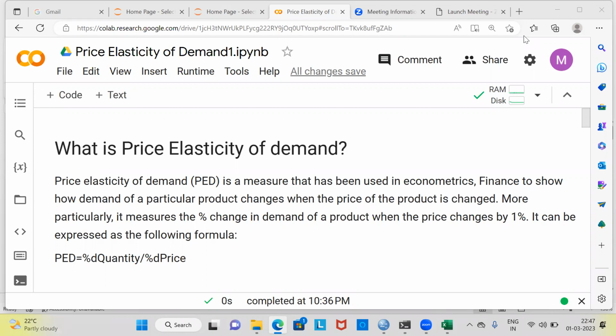My name is Mithun. In today's video, I'll be talking about price elasticity of demand. We'll be looking at what is the concept of price elasticity of demand. I'll also go ahead and build an appropriate model to learn the characteristics of demand as a function of price.